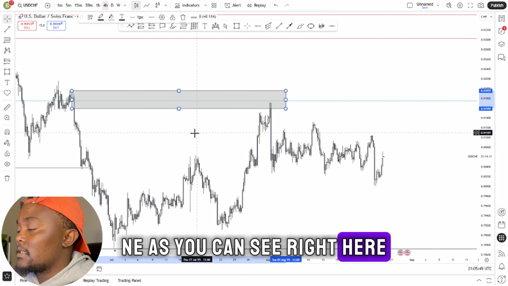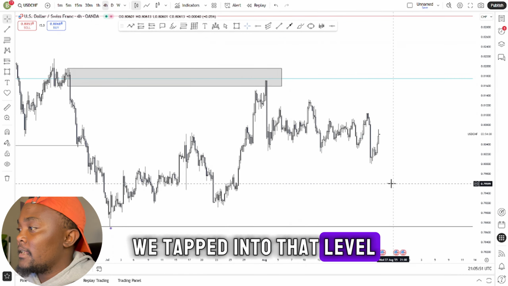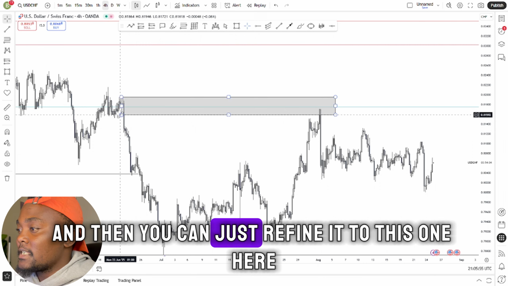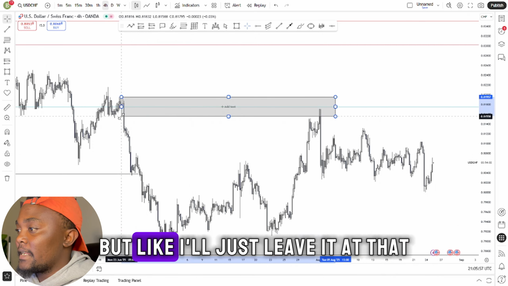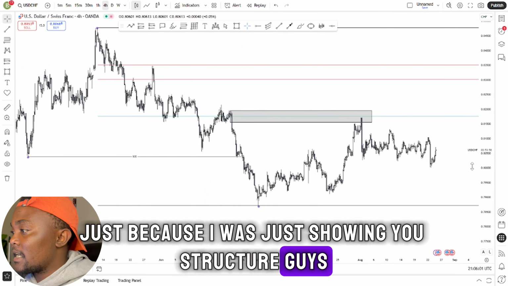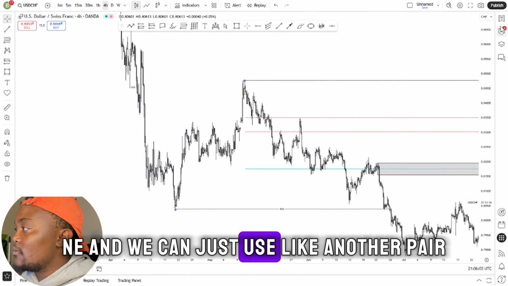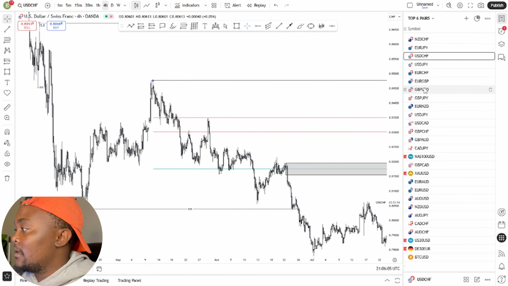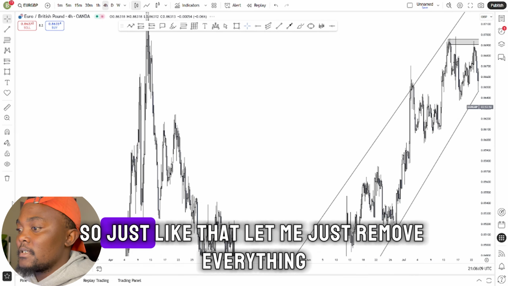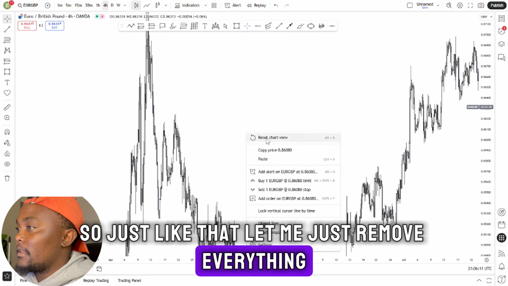As you can see right here, we tapped into that level and the market started dropping to the downside, and then you can just refine it to this one here, but I'll just leave it at that just because I was just showing you structure, guys, né? And we can just use another pair, if you have time, guys, né? So just like that, let me just remove everything.